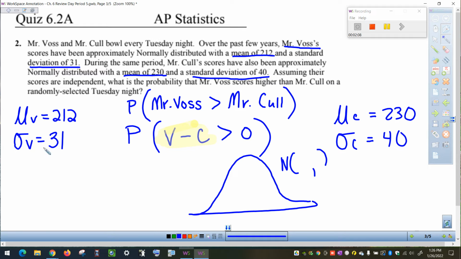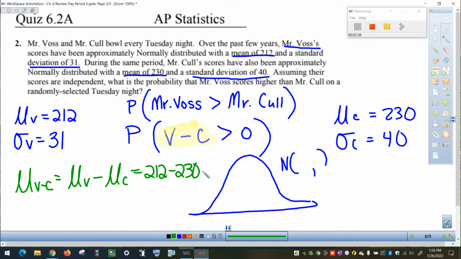And so we are going to think about, well, how do we find the mean that is the difference between the two? We know with our rules for subtraction, if we wanted to find the difference here, we're just going to simply subtract our mean. So we'll end up doing 212 minus 230, and this gave us a mean of negative 18.